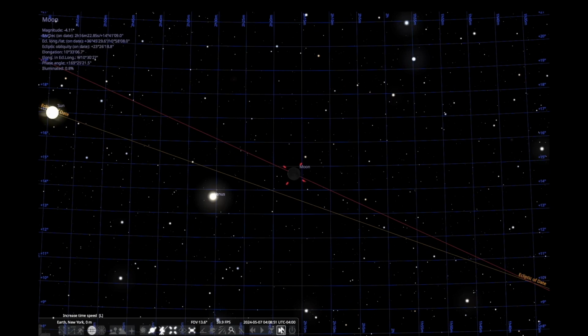I did not do the anomalistic month of perigee to perigee on this because that'd be harder to see, and we'd have to look at a whole bunch of numbers in the upper left. But anyway, that's a little bit about months and lunar phases and all sorts of wonderful names and things.